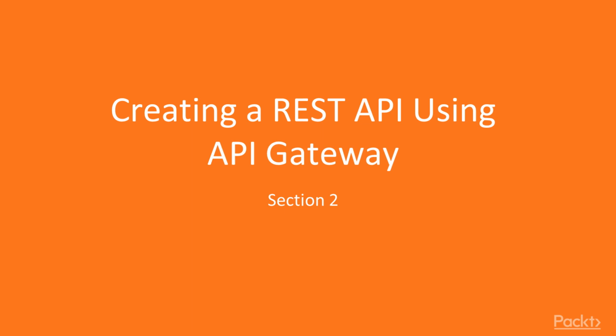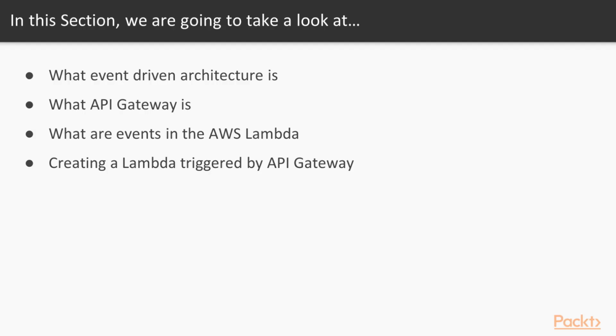In this section, we are going to talk about API Gateway. Now you understand what serverless is and you have an idea when to use it. So in this section, we are going to take a look at event-driven architecture that I mentioned serverless is. An event-driven architecture, so we will get into that.